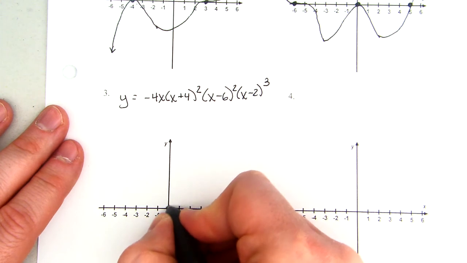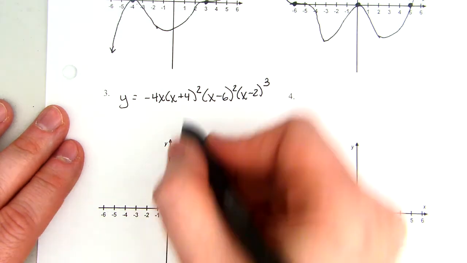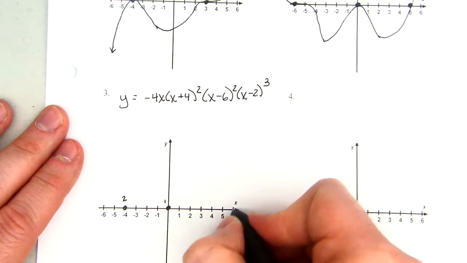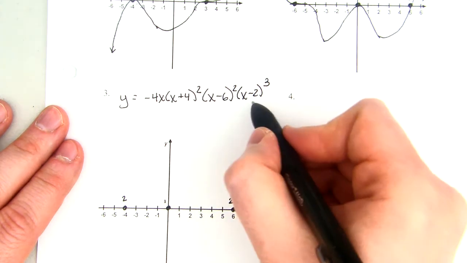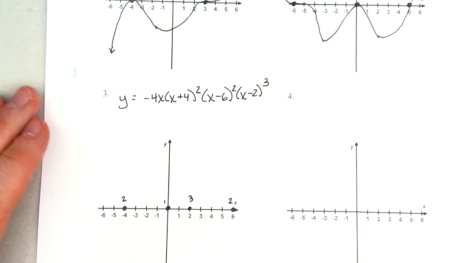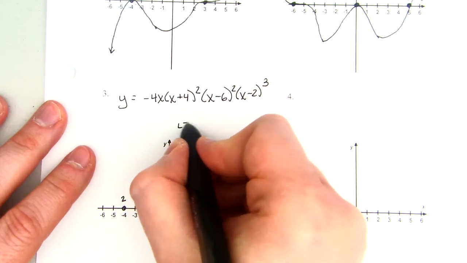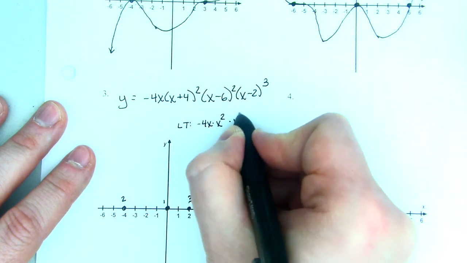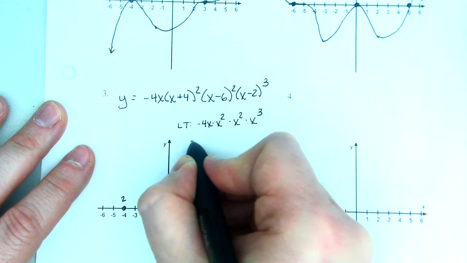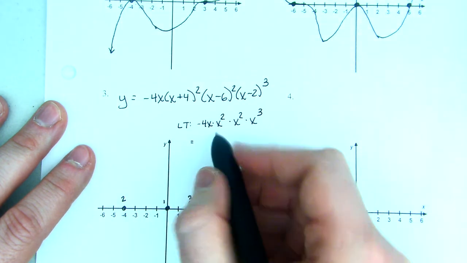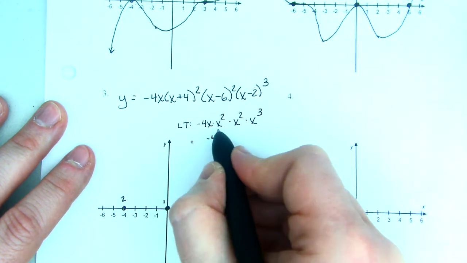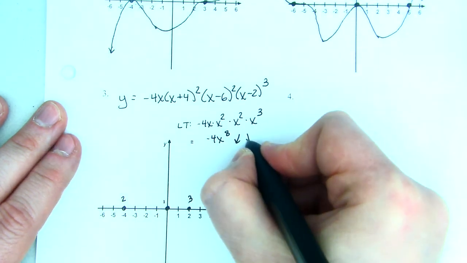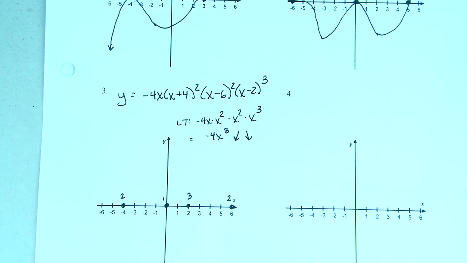The x up front is going to give me 0, multiplicity of 1. Negative 2 with a multiplicity of 2. 6 with a multiplicity of 2. 2 with a multiplicity of 3. Leading term is negative 4x times x squared times x cubed. That is, let's see, negative 4x to the 3, 5, 8. So that's down and down. See if you can graph.